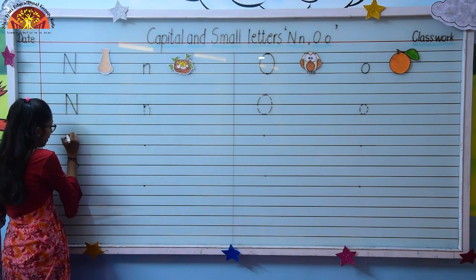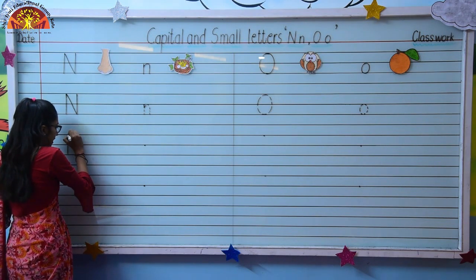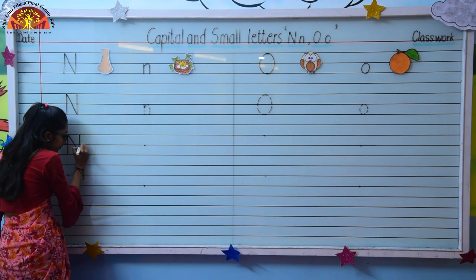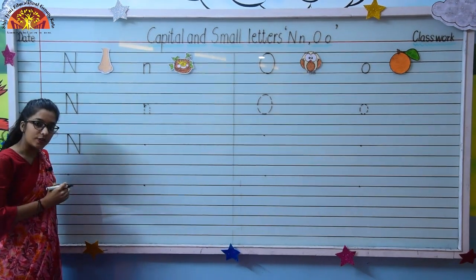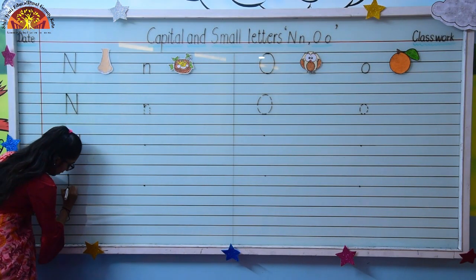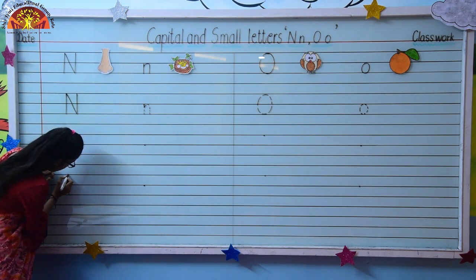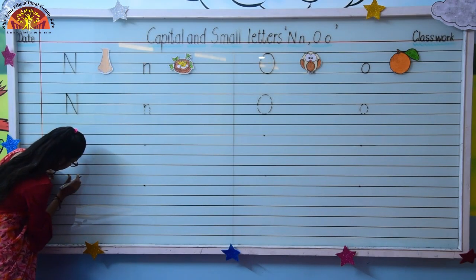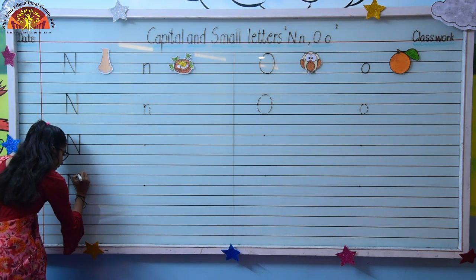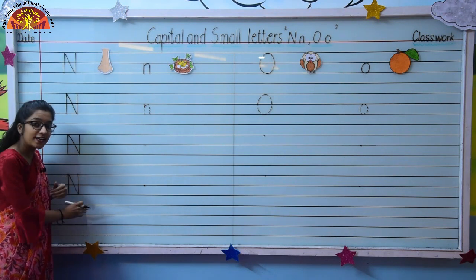Again you have to make one standing line, slanting line, again standing line and join it. Okay, one more time. Standing line. Touch these lines properly kids. Slanting line, then again standing line and join it. This is capital letter N.